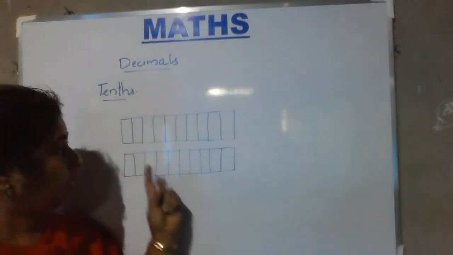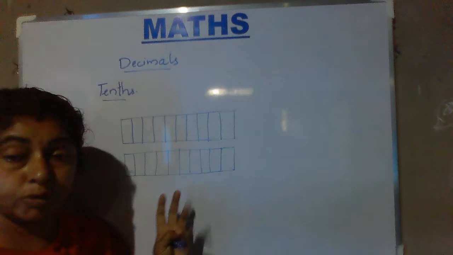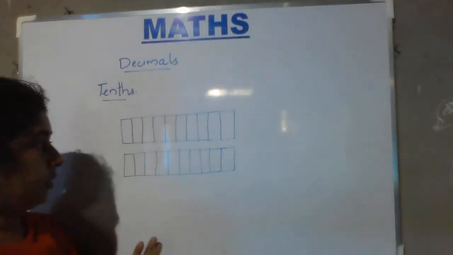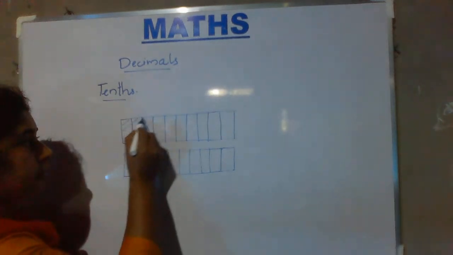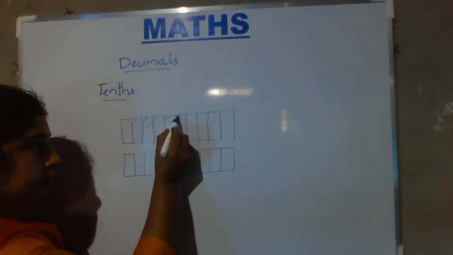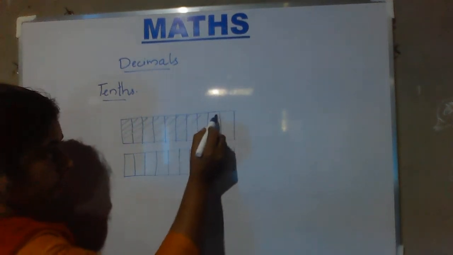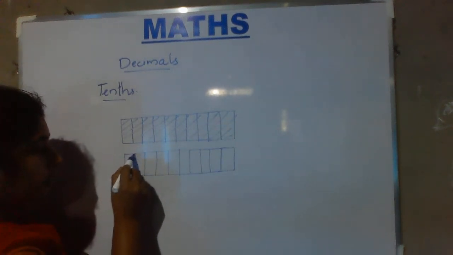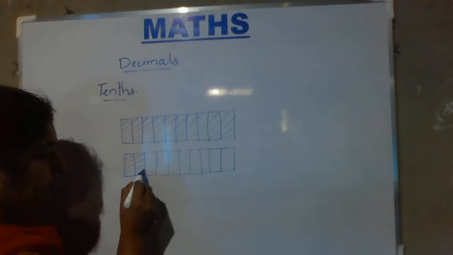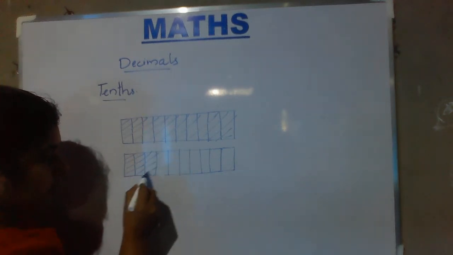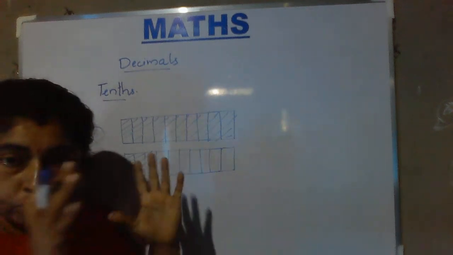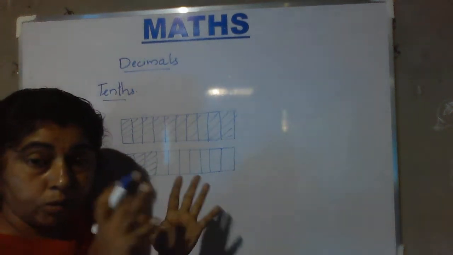Next we consider another example. Here we consider two rectangles. Each is divided into 10 equal parts. Now here we shade all parts of the first rectangle and shade 3 parts of the second rectangle. In the first rectangle we shade all parts. That is, we shade the whole.